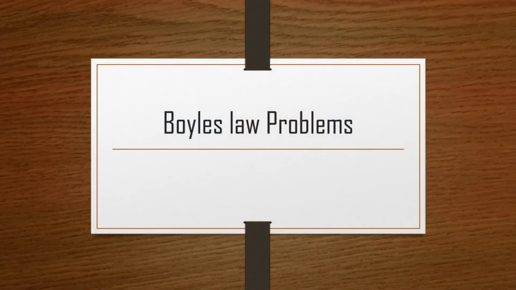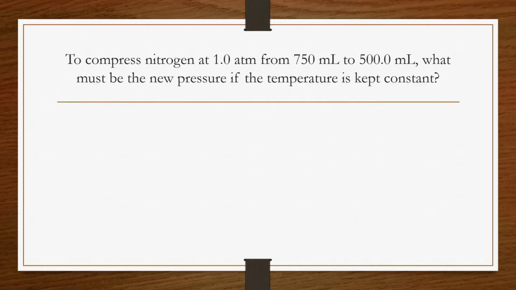Now let's look at some Boyle's law problems. To compress nitrogen at 1.0 atm from 750 ml to 500 ml, what must be the new pressure if the temperature is kept constant? The first volume is 750 ml and the pressure that corresponds to that volume is 1.0 atm. The volume is decreased to 500 ml and we are looking for the new pressure.